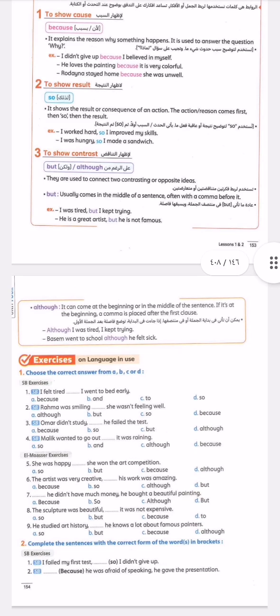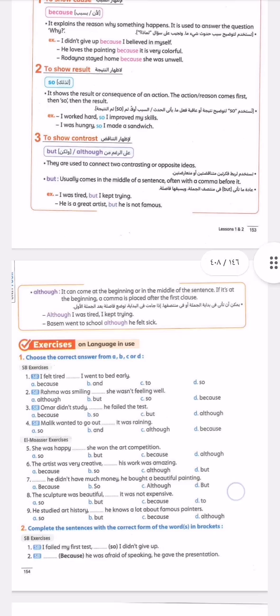The second example: I was hungry, so I made a sandwich. Again, I made a sandwich as a result of being hungry. Okay, so we use the connector so to join two sentences. There is a result or a consequence relationship between these two sentences or these two actions.